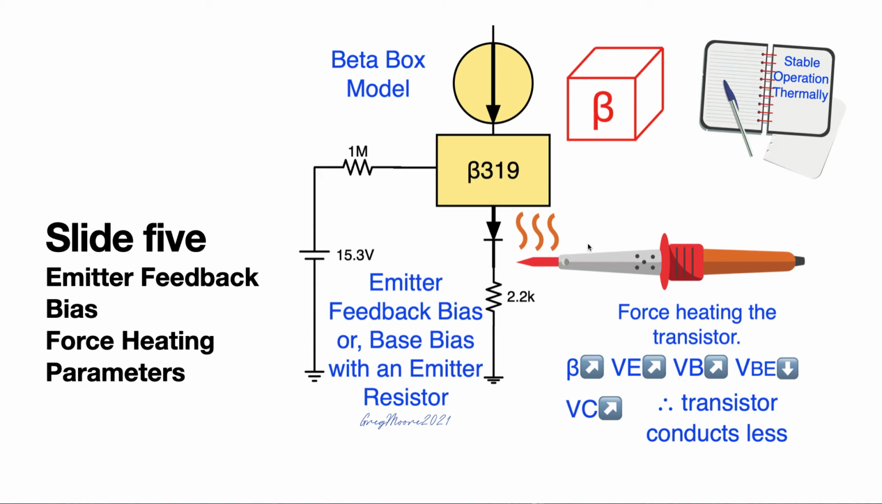Here I've indicated using a hot soldering iron and heating the transistor up. You know, we don't normally write big essays in electronics engineering. We tend to use little icons to indicate what's happening. So if we heat the transistor, force heat it, beta goes up, VE goes up, VB goes up, VBE goes down, and the voltage on the collector increases. Therefore, the transistor has to conduct less.